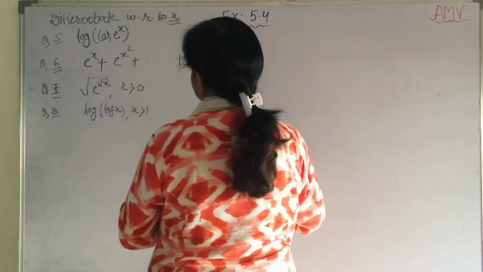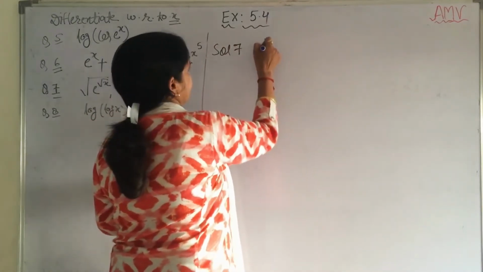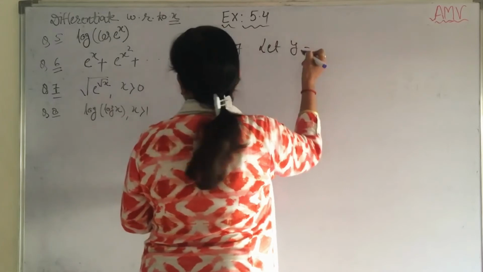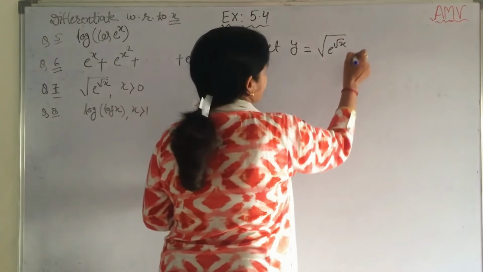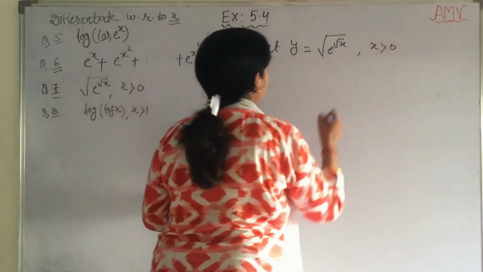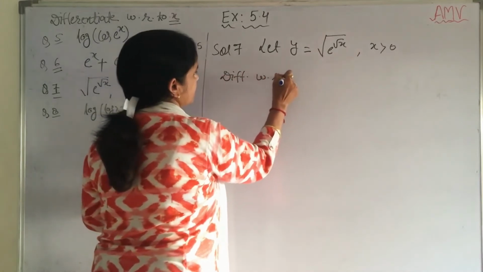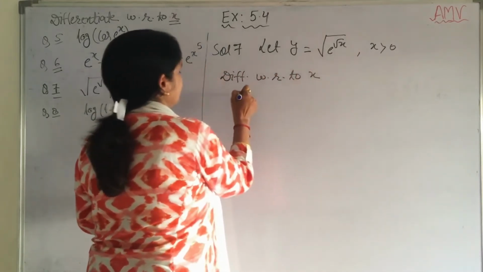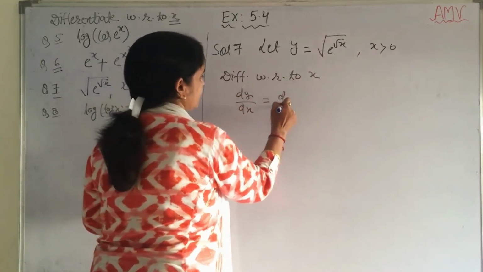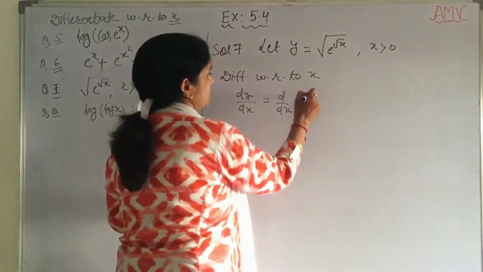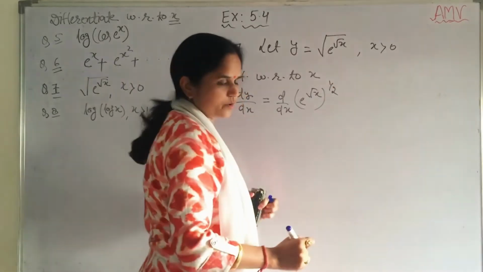Question number 7. Let y is equal to root e raised to root x. Okay. And x is given greater than 0. Same as here, students, right? Differentiating with respect to x, it is dy by dx and here d by dx of e raised to root x, and it is power 1 by 2. Okay.